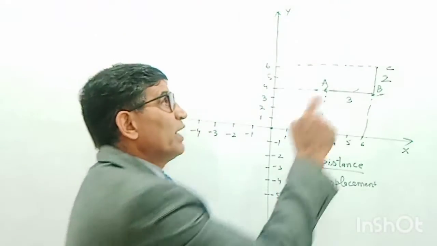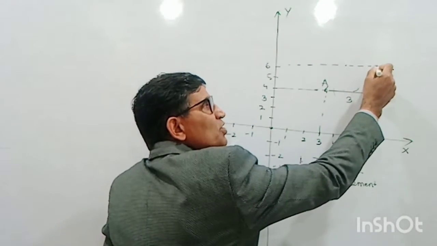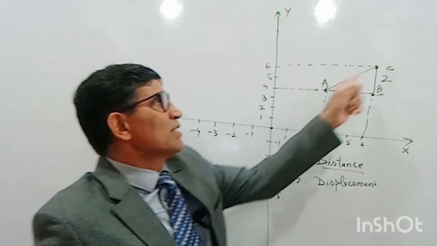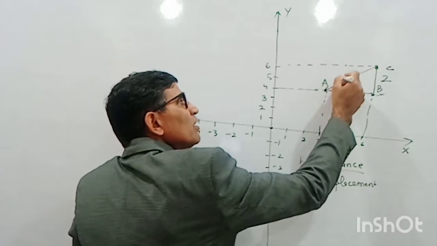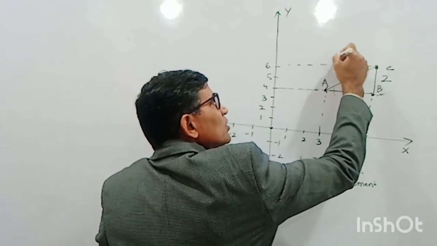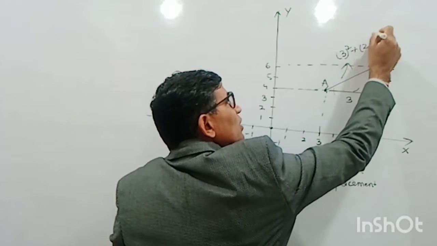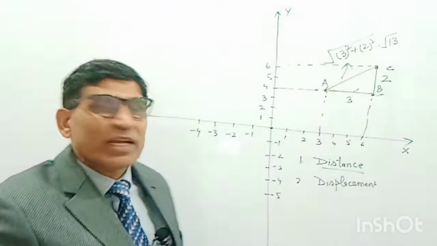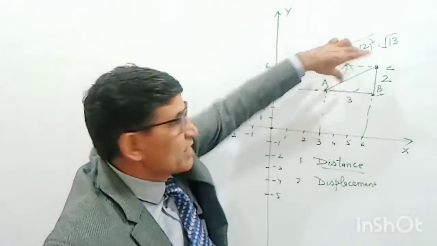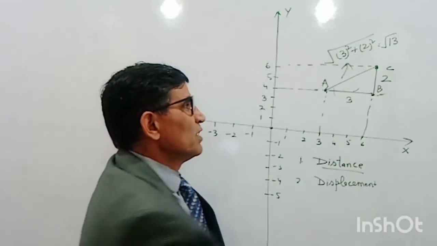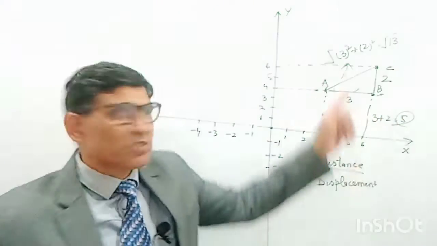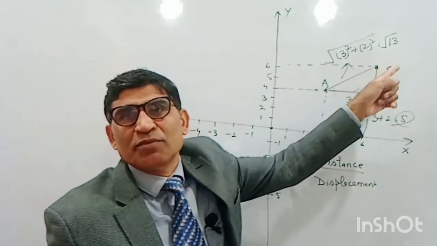But if I take this C as the final position, then its displacement is only AC, and using Pythagoras it will be the square root of 3 squared plus 2 squared. This will be root 13. So here the magnitude of displacement is less than the distance. The distance is here 3 plus 2, that is 5, but the displacement is less than 5.